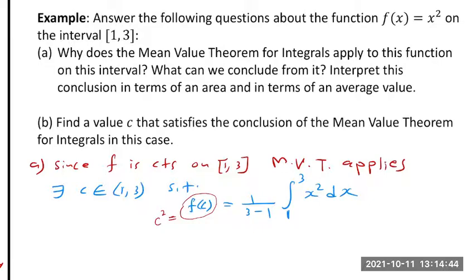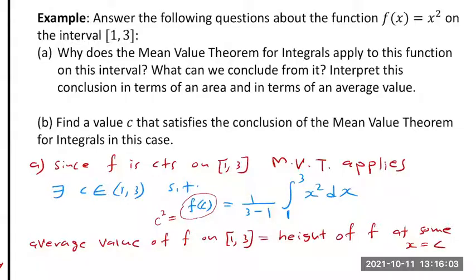So let me write it here. The average value of f on the interval 1, 3 is equal to the height of f at some x equal to c. Height of f at some x equal to c means c squared. See, the average value is equal to c squared. Okay, and then I will leave it for you to justify the other part, the conclusion in terms of area, because I explained a similar thing when I explained the definition of the mean value. All right, let's move on to the next part, last part.